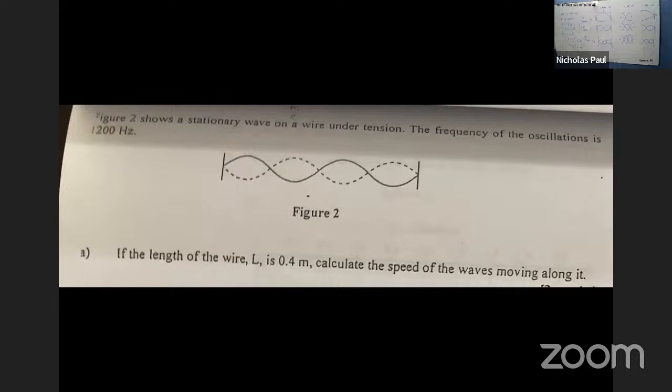Right, I'm not sure what year it is, but let's take a look at it. Figure 2 shows a stationary wave on a wire under tension. And they gave it a frequency. If the entire length is 0.4 meters, calculate the speed of the wave. So they want you to calculate speed.